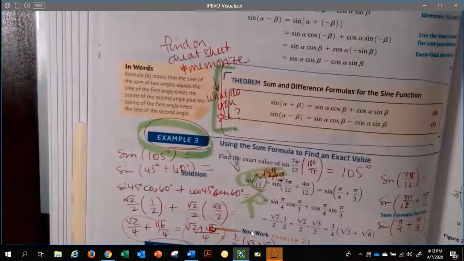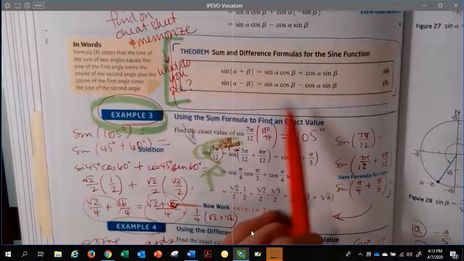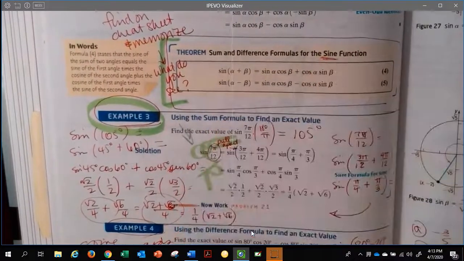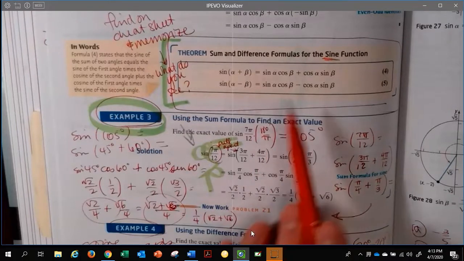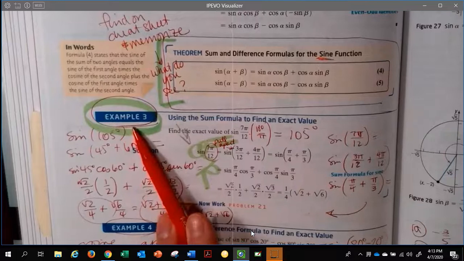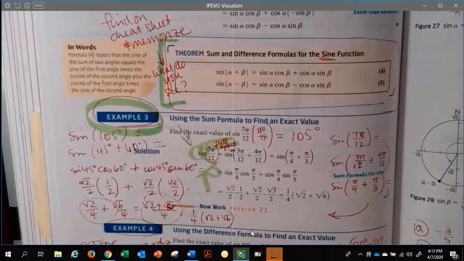But on page 490, you've got the sum and difference for sine. You need to have these memorized, and you need to know how to do example 3 on page 490.